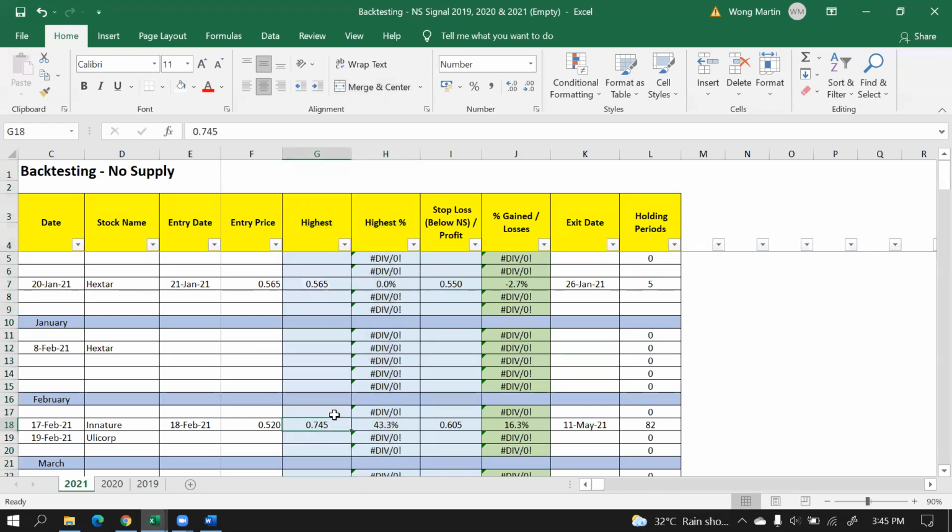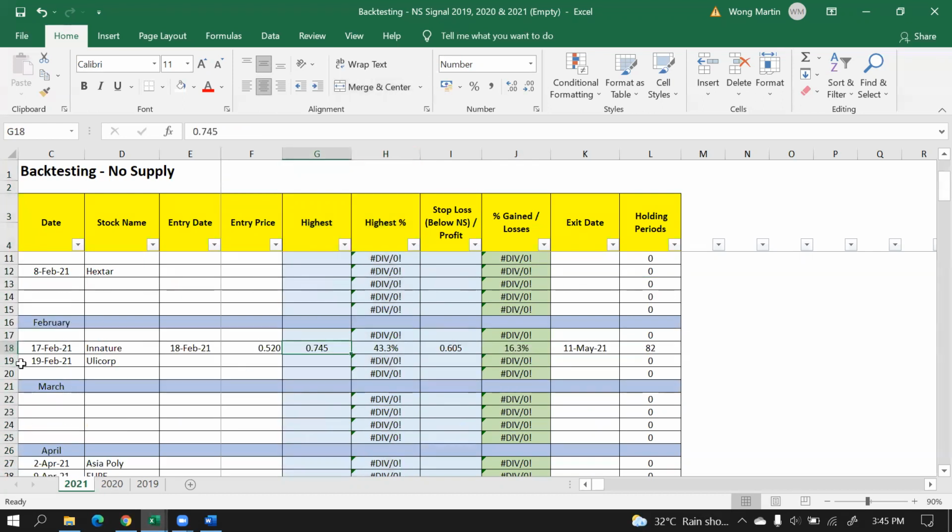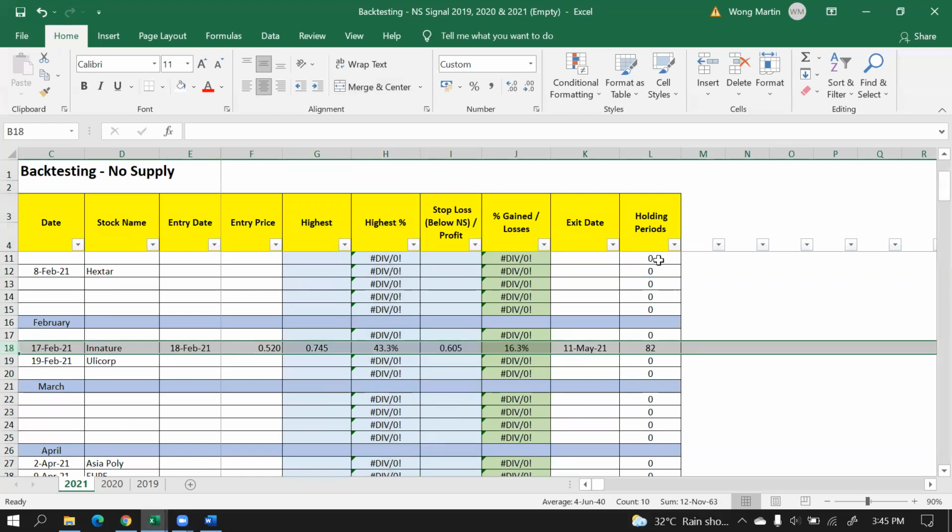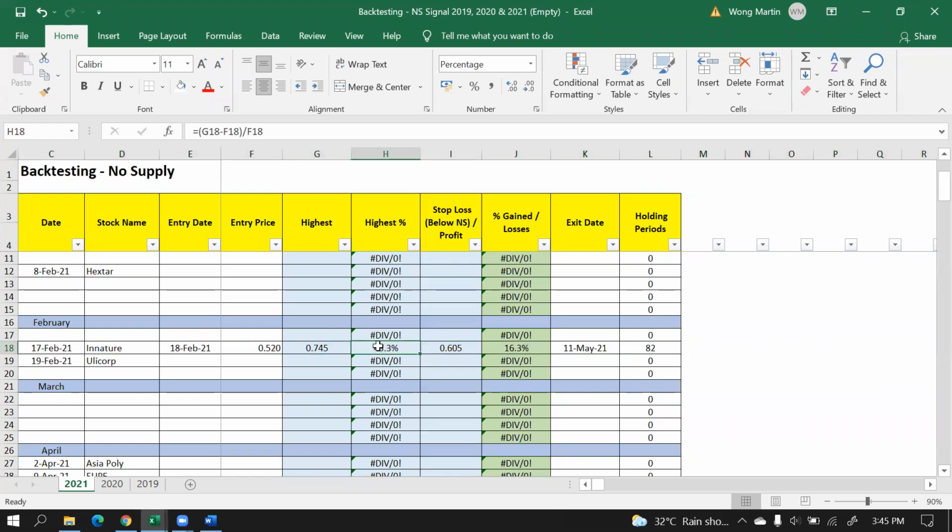But if you pay attention closely to the highest, you can find some things also. A few things that you can ask why. Why 43%, but I only take profit at 16%? What are the things you think can improve it, if let's say you don't want to take only 16%?